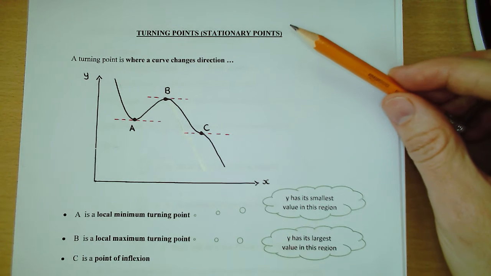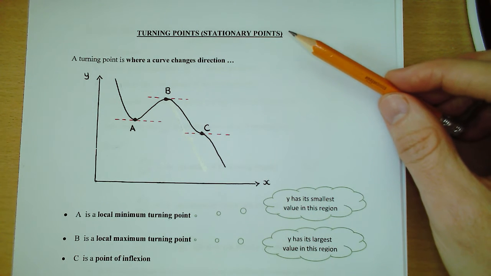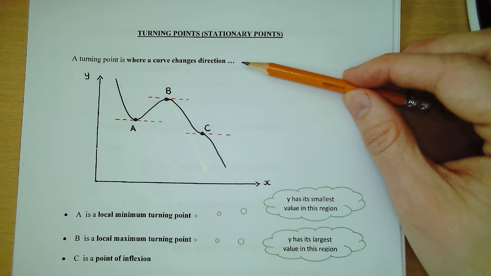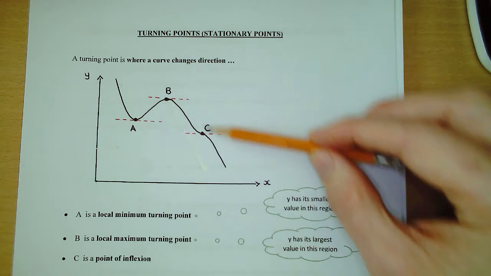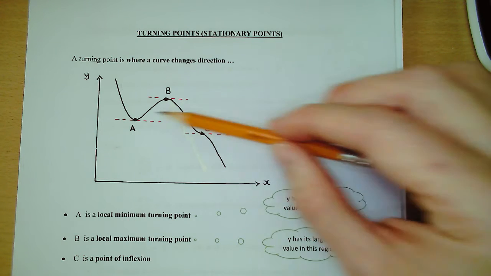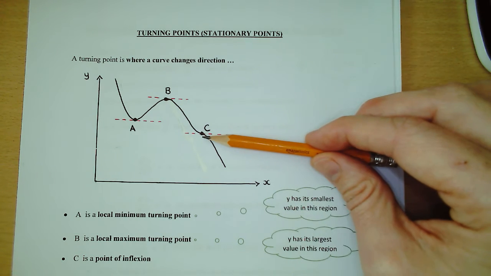We're now going to look at turning points or stationary points on a curve. A turning point is where a curve changes direction. So I have drawn a curve that goes through 3 points A, B and C. A, B and C are all turning points.